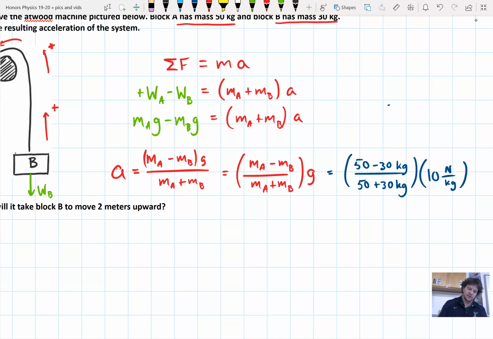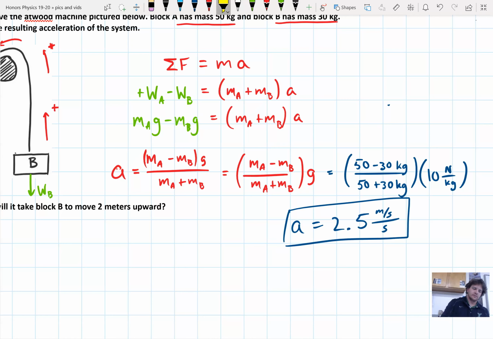So our answer ends up being an acceleration of 2.5 meters per second every second. Okay? So when we let those blocks go and they start to fall, that's the rate that both those blocks are accelerating at. Okay?